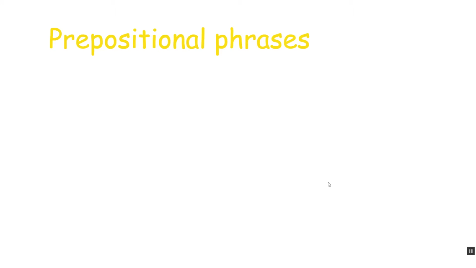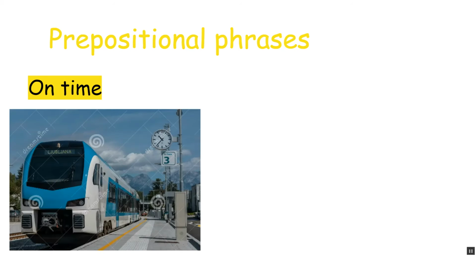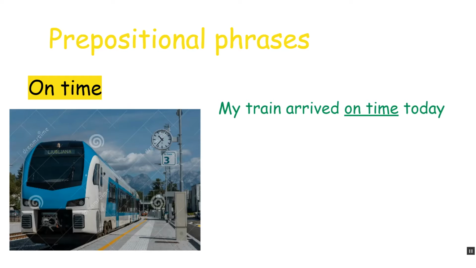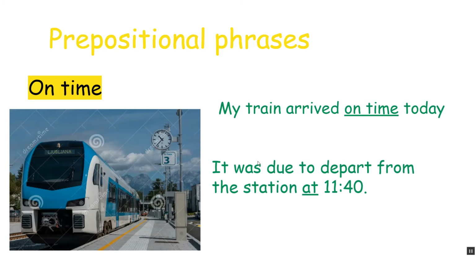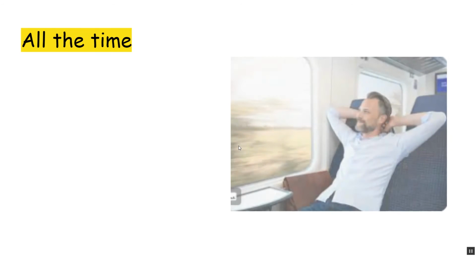Here's a lesson for the intermediate students now. Prepositional phrases. On time. My train arrived on time today. It was due to depart from the station at 11:40. So I'm linking in some of the preposition words at, on and in with the prepositional phrases for you. Okay? All the time.